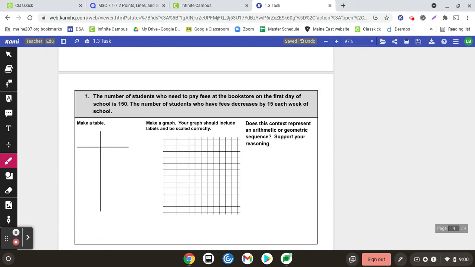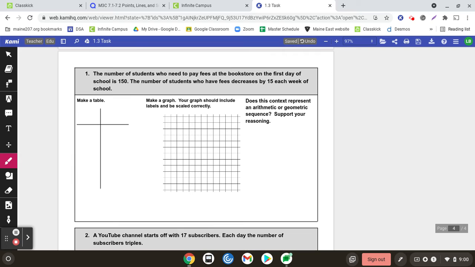All right. Going to the next page, page 20. We've got two examples. How about I try to pick out from the word problems what things that we just talked about are, like the input labels, the output labels, the input numbers, the output numbers, the starting term number, and the starting value. So the number of students who need to pay fees at the bookstore on the first day of school is 150. The number of students who have fees decreases by 15 each week of school.